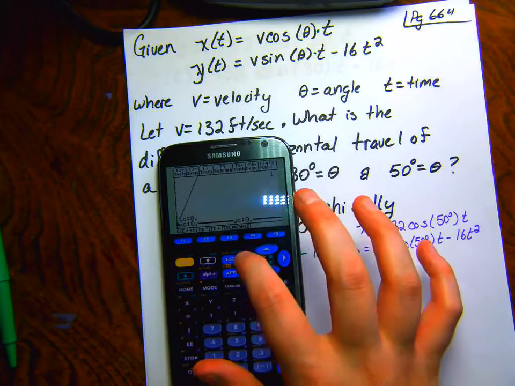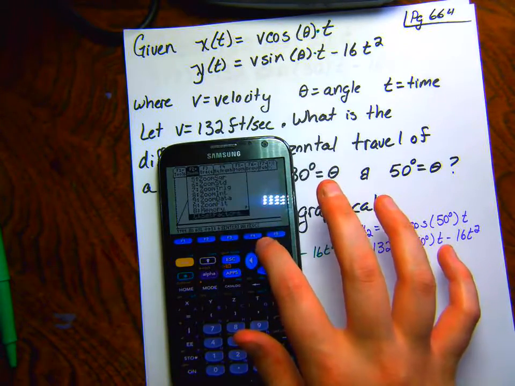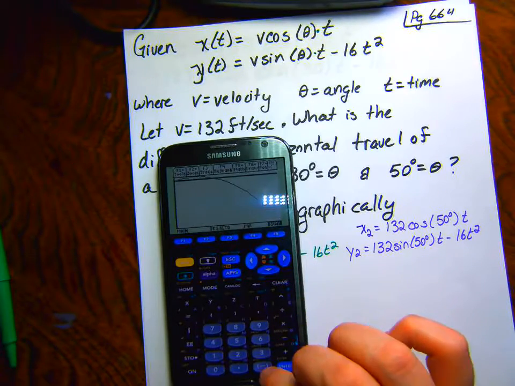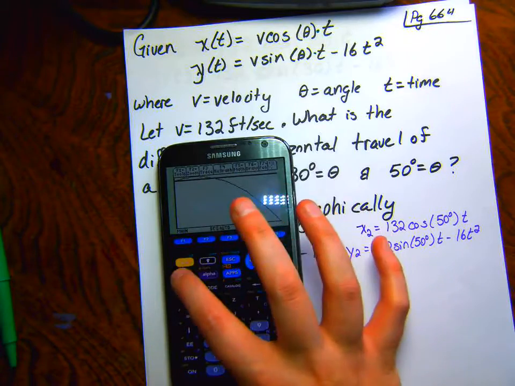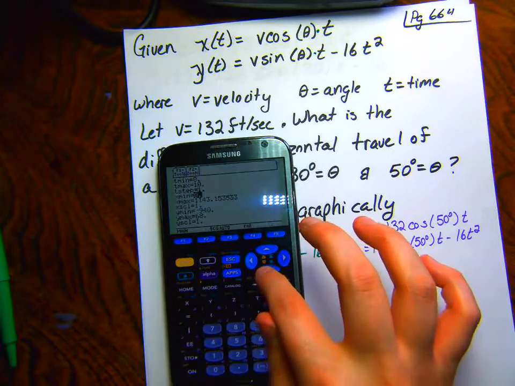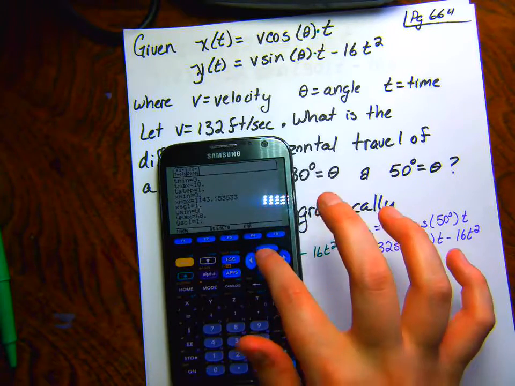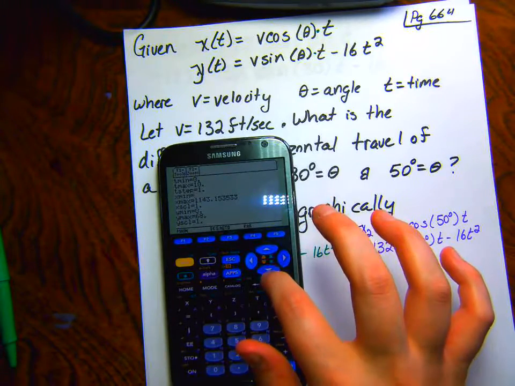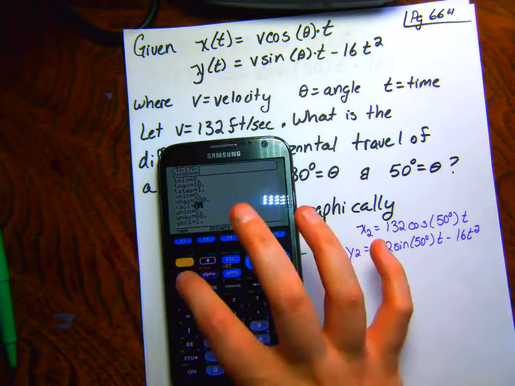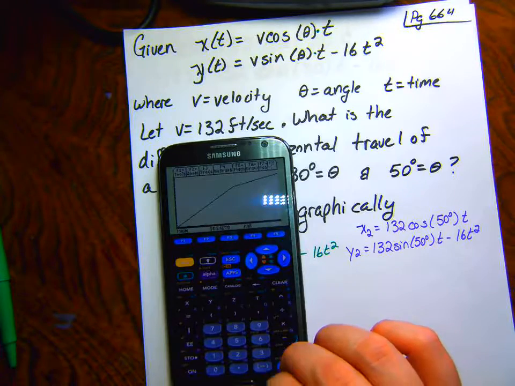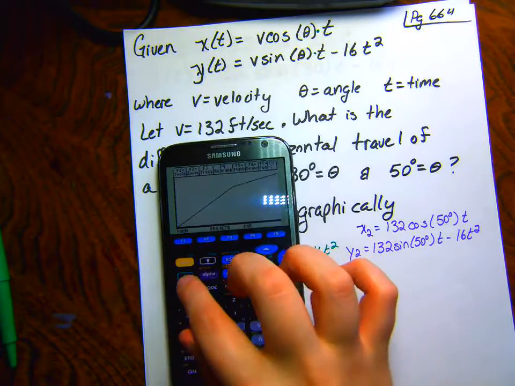Okay, and our graph doesn't really fit. So let's try something else. Okay, that didn't really work either. Let's go to our window. Let's go between 0 and 200. Let's try that. Yep, now see, our graph isn't a smooth line like it should be.